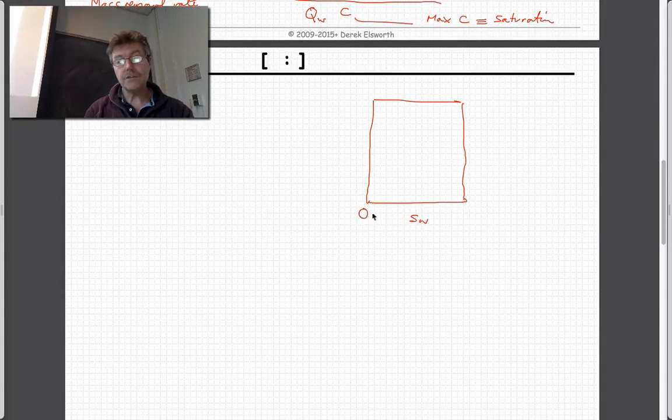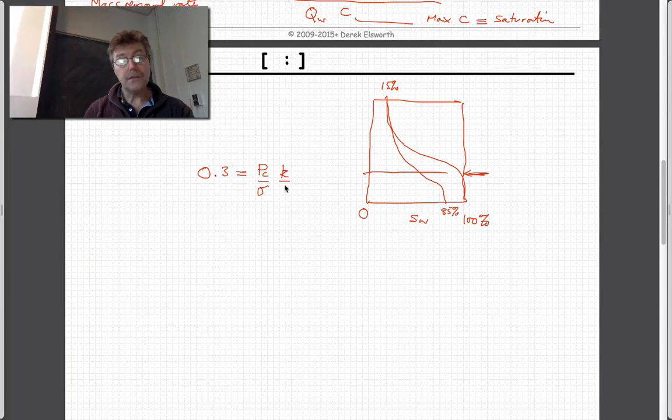In terms of saturation between 0 and 1, these are the so-called Leverett curves, that this is 15%, this is 85%, and we know that this number here that allows us to orient ourselves is something like 0.3 is equal to capillary pressure, interfacial tension, permeability, and porosity.